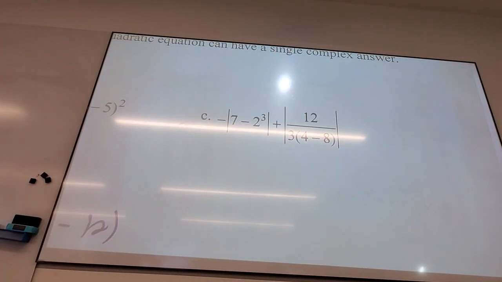Okay. Order of operations. I haven't explicitly said this. What's the very first thing in order of operations? Parentheses. Absolute values are like parentheses. They just have one extra thing. They have to make the stuff inside of them not negative, correct? So, with that in mind, what's the very first thing I should do?